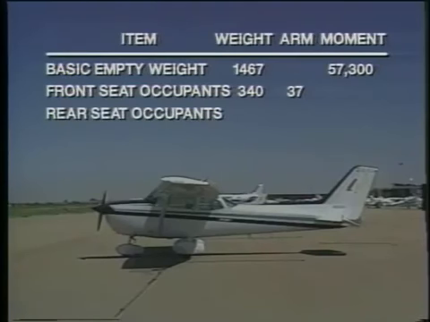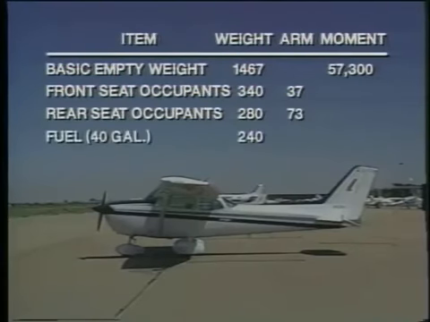The combined weight of the rear seat passengers is 280 pounds. The rear seat is located at station 73. There are 40 gallons of fuel on board. The tanks have an arm of 48 inches. There is also 20 pounds of luggage located 95 inches aft of the datum.